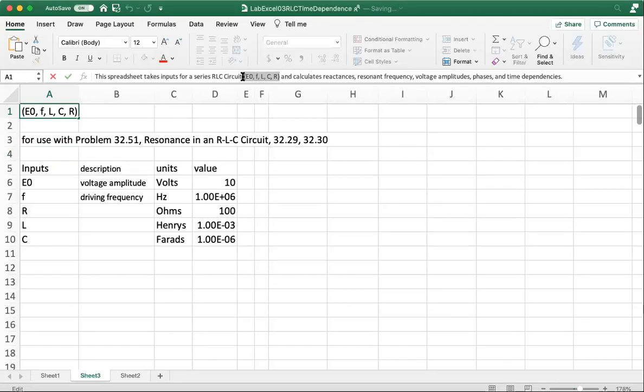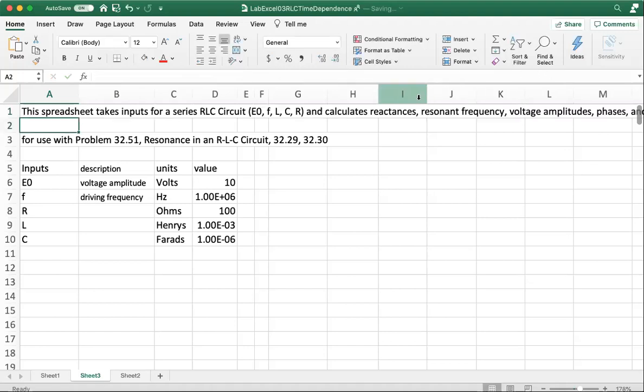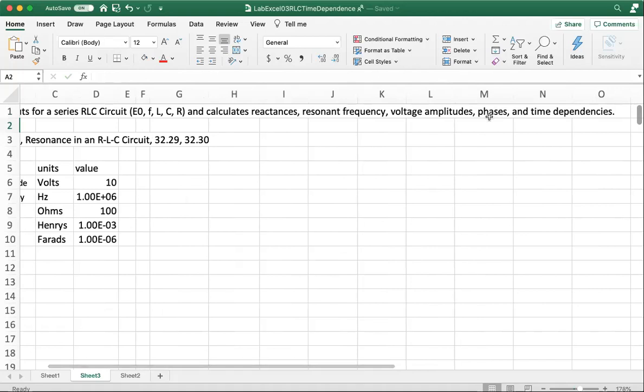Your EMF amplitude, the frequency of the EMF. So those are like two of the EMF qualities. Then inductor, capacitor, resistor. With those 5 things, this code is going to calculate reactances, the resonant frequency, the voltage amplitudes, the phases, which really, the main thing is the phase between the current and the EMF. And then the time dependencies will actually plot all the sine waves.